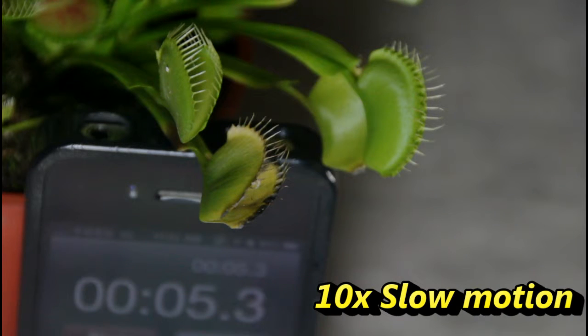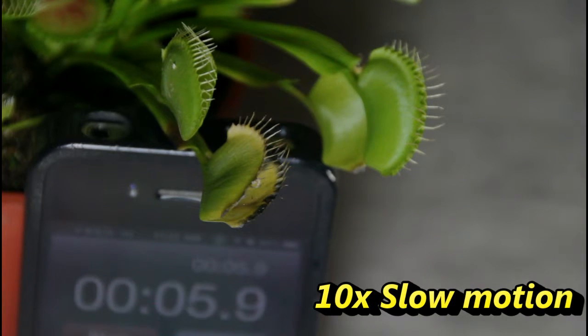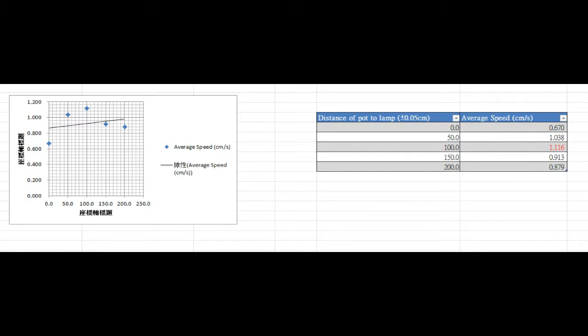However, there's an anomaly at 100 centimeters. When the lamp was 100 centimeters away from the Venus Flytrap, the average speed was greater than what it was when the lamp was 50 centimeters away from the Flytrap. This could be due to certain factors that will be explained in the evaluation.